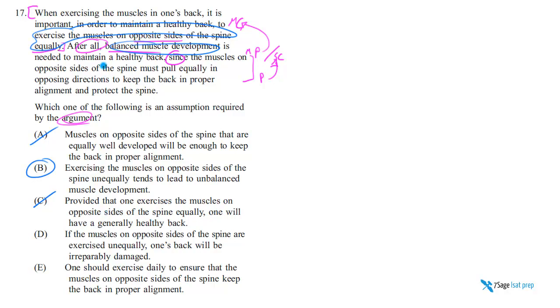Our argument just talks about what needs to be true for a healthy back. In order to maintain that, you have to exercise equally. Why? Because having a healthy back depends on balanced muscle development. So there's the gap you need to fill. No one said doing this will get you a healthy back.